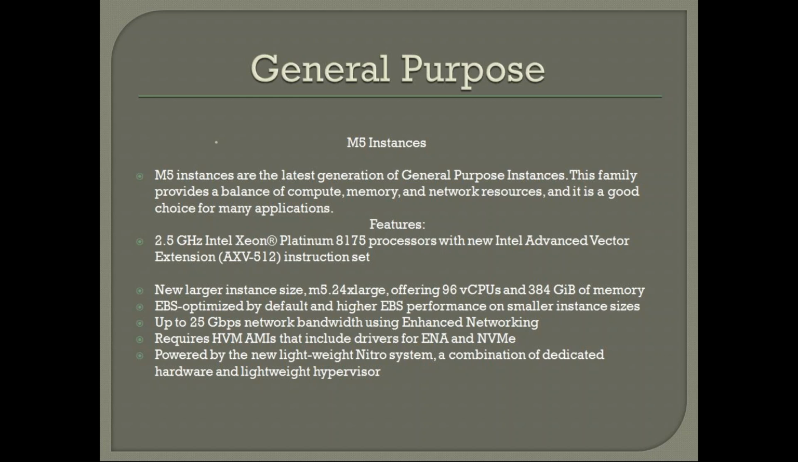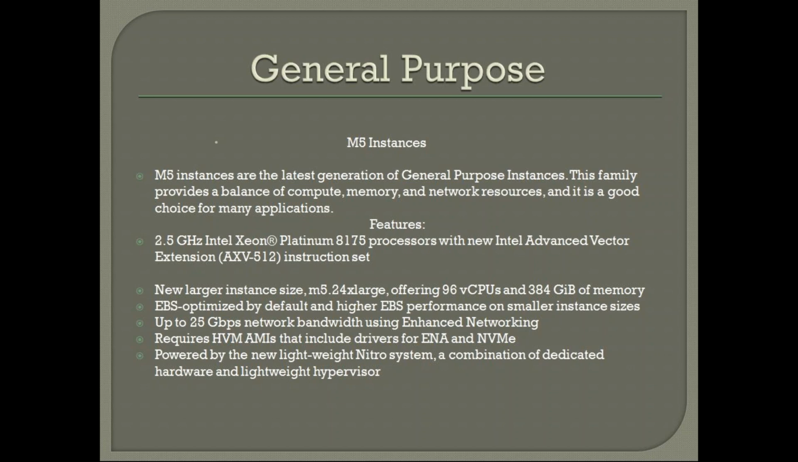So we are going to see the features. It has a 2.5 GHz Intel Xeon Platinum 8175 processor with the new Intel Advanced Vector Extension instruction set. And what are the advantages? New larger instance size, M5.24xlarge. This is the largest in the M5 section. It offers 96 cores of CPU and 384 GB of memory.